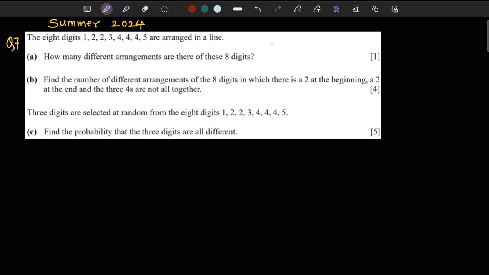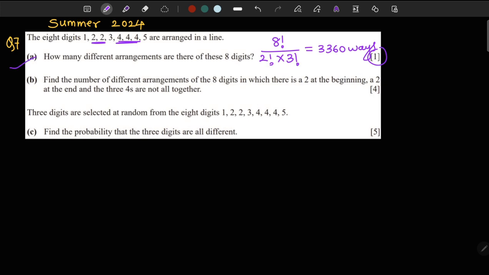Because we have 8 digits, we write 8 factorial, but because there are repeated digits, like 2 has appeared twice, and the digit 4 has appeared thrice, we divide it by 2 factorial multiplied by 3 factorial. We put this into the calculator and we get 3360 ways as the answer. This is just a one marker and it's easy.